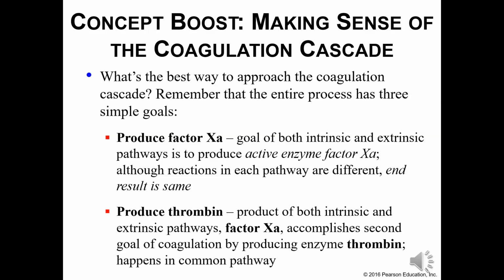Remember, 3 goals are going to occur in coagulation. First, you have to produce factor 10A. That's sometimes called the common pathway because it's the goal of both the extrinsic and the intrinsic pathways to produce active enzyme factor 10A. Even though the reactions are different in each pathway, the end result is the same. Second goal is to produce thrombin, which is also a product of both the intrinsic and extrinsic pathways. Factor 10A accomplishes the second goal by producing the enzyme thrombin, and that occurs in the common pathway because it's common to both.